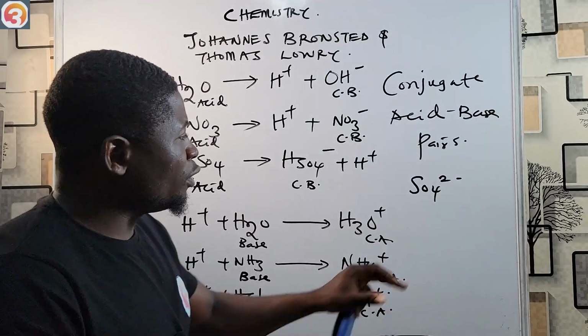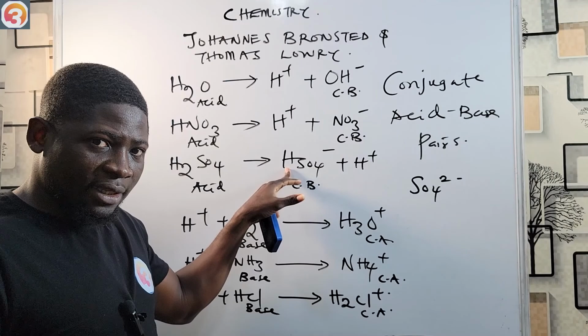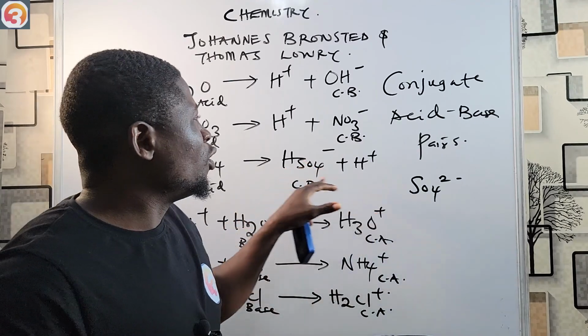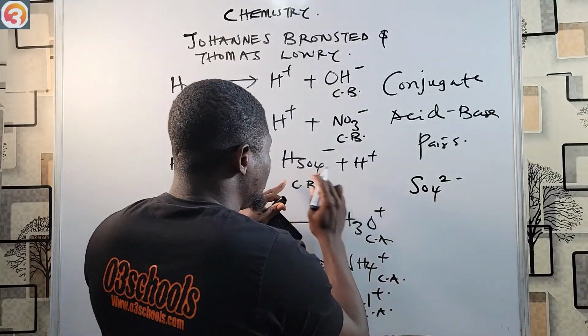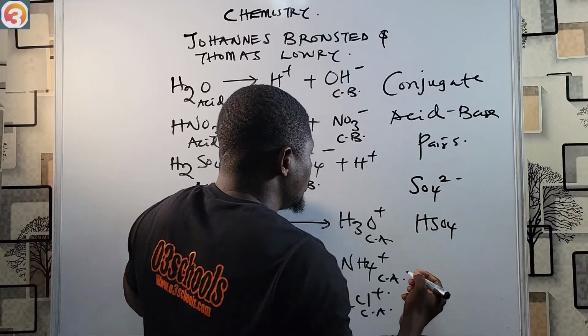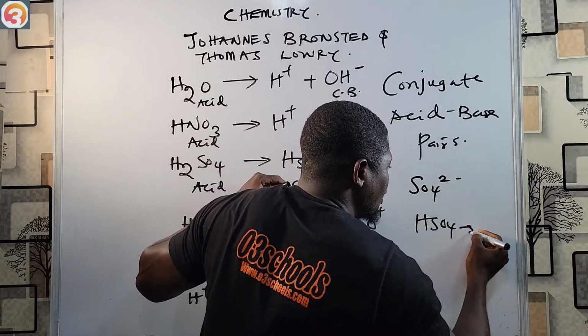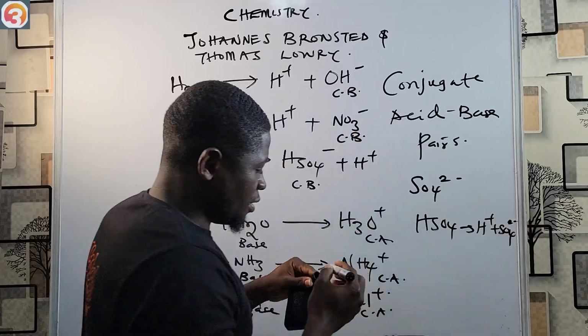Right? Because this SO4 2 minus is the conjugate base of HSO4. Is the conjugate base of what? Of HSO4. So you can see, if you want to do this now, you say what is the conjugate base? HSO4 is an acid, right? So the conjugate base will be what? It will now give us H positive plus SO4 2 minus. All right.